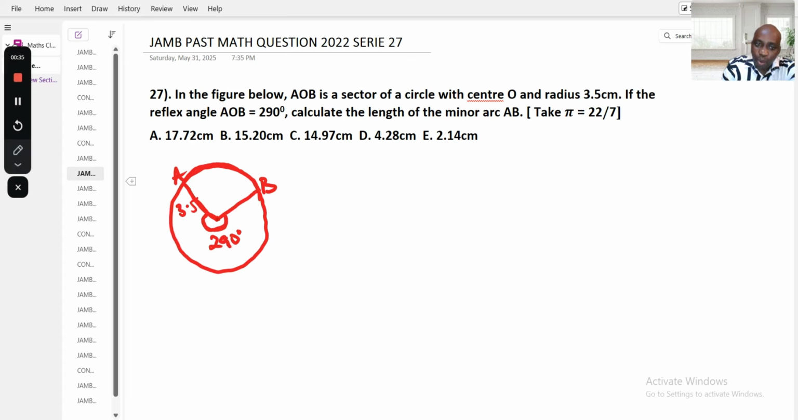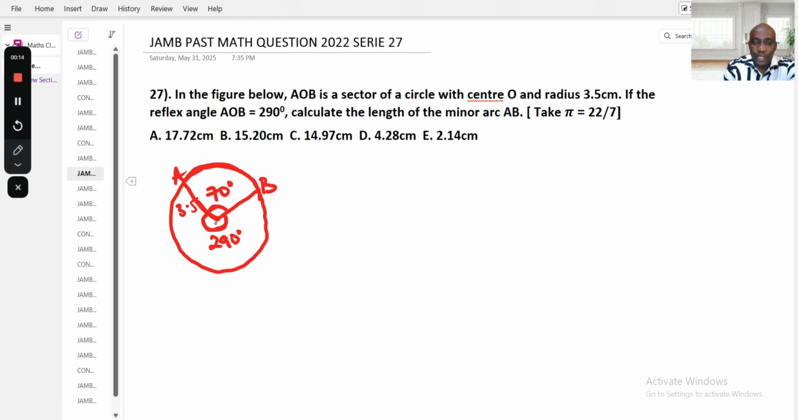The total angle of a circle is 360 degrees. We have from here to here 270. What will now be the angle inside here? We are going to say 360 minus 270 degrees. It's going to give us 90 degrees. The inner angle here, 90. By the time you add everything together, there must be 360 degrees.